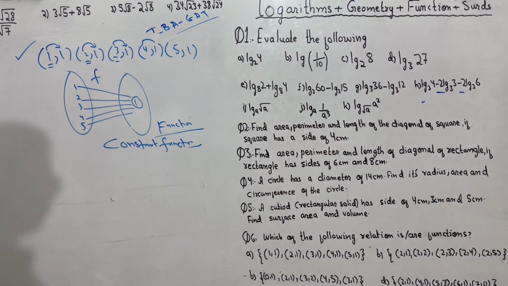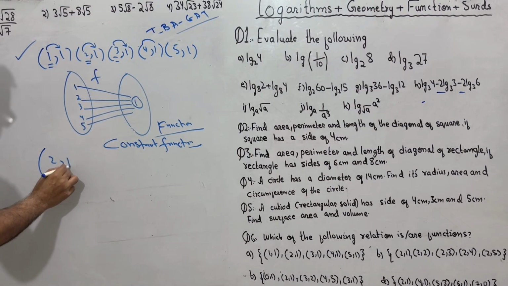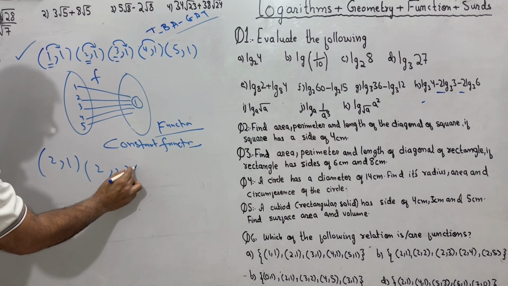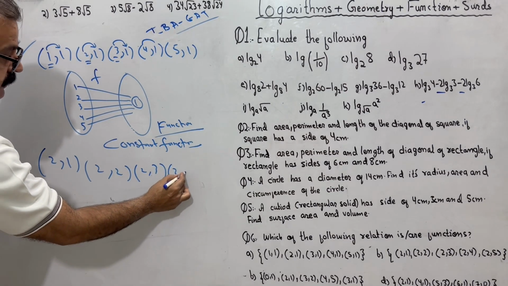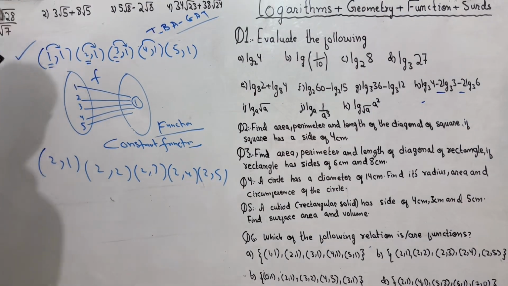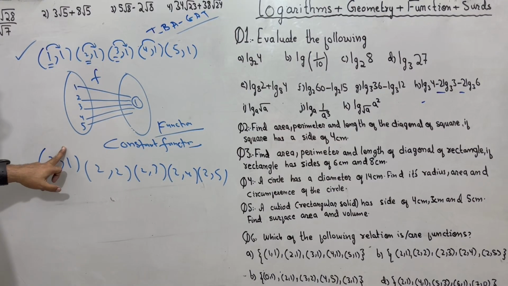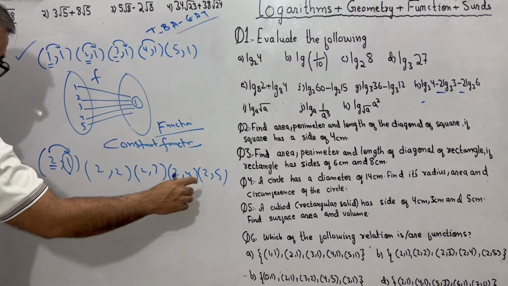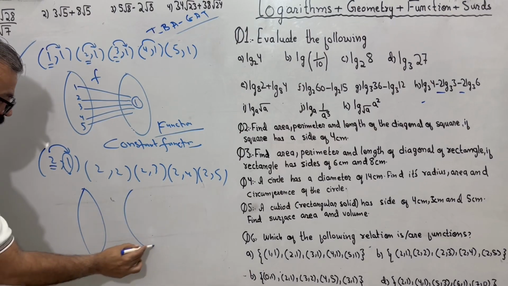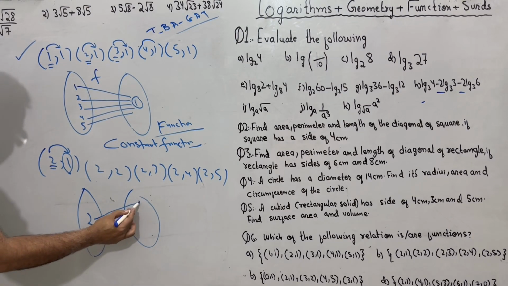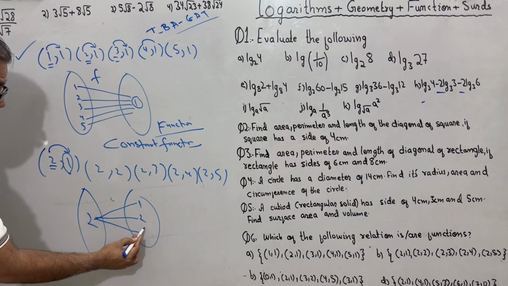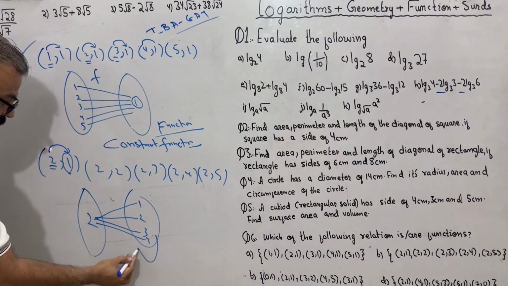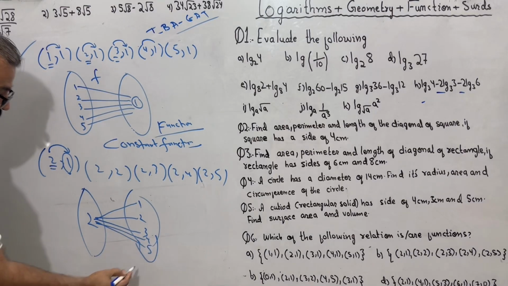What about next? Next I have 2 to 1, 2 to 2, 2 to 3, 2 to 4, 2 to 5. Look at this. 2 to 1, 2 to 2, it's a violation of this one. Each input has a unique image. 2 is mapped to 1. Single input has several outputs. It's not possible. Let me draw this. This 2 has been mapped to 1, as well as to 2, 3, 4, and 5. It's not a function.